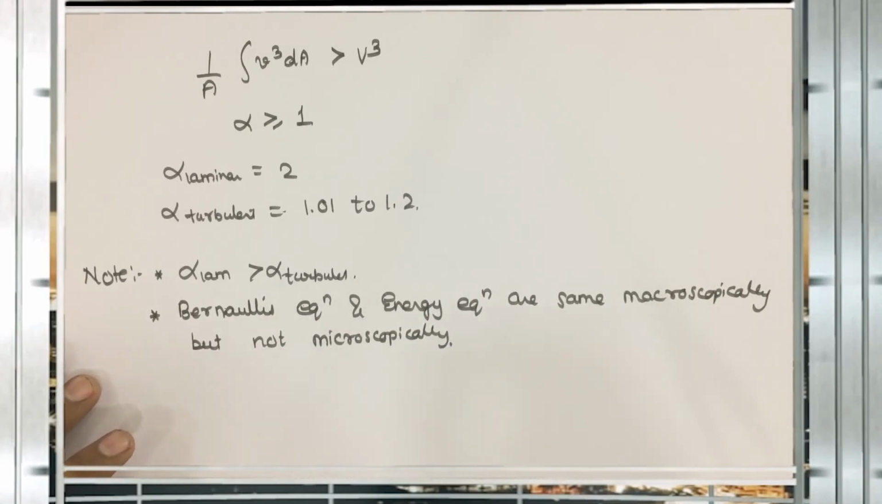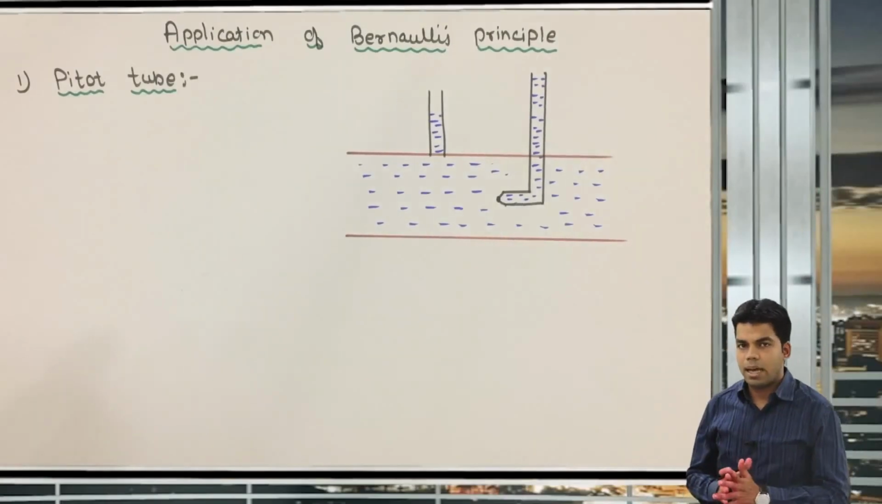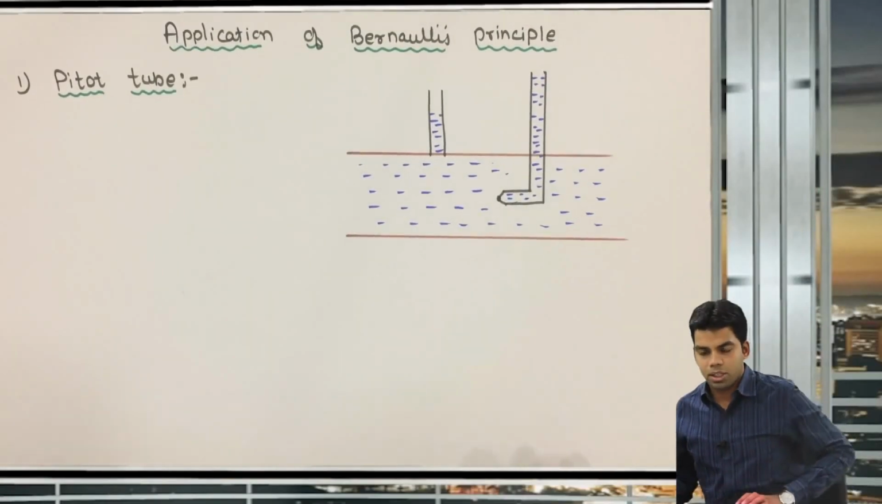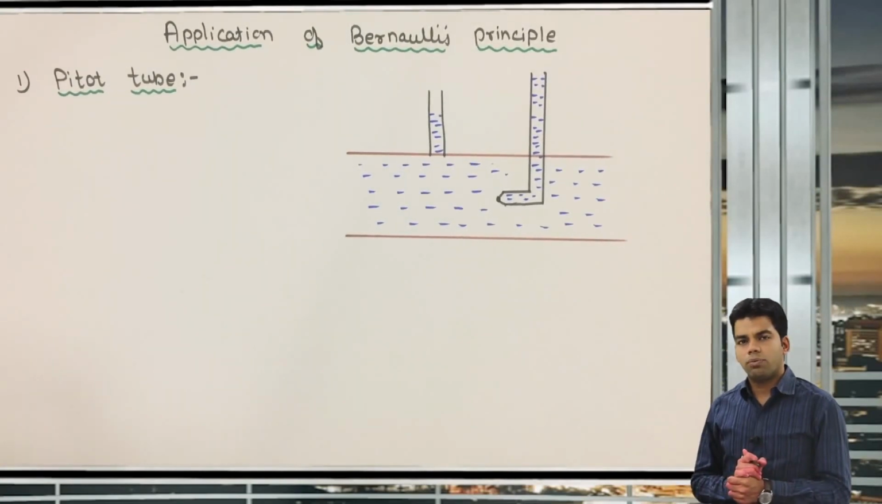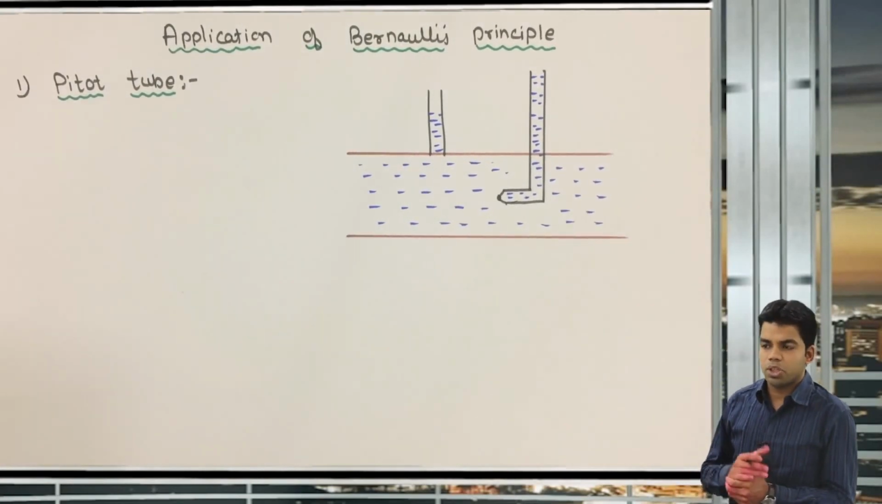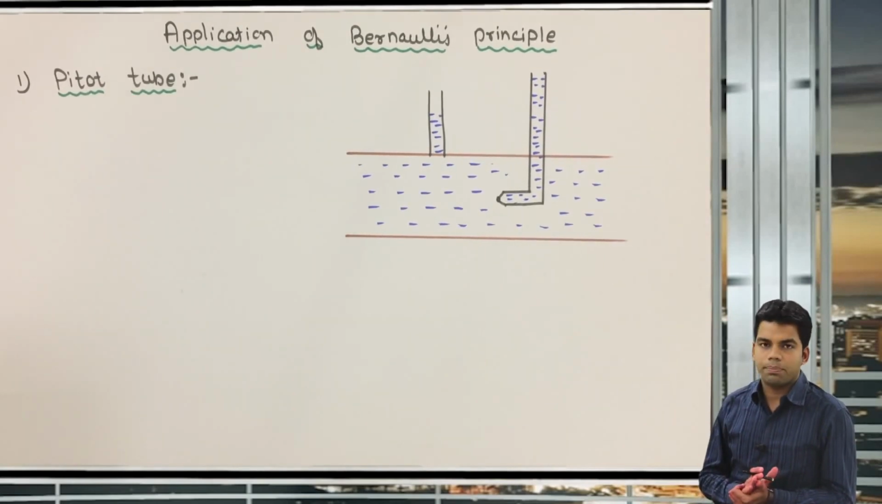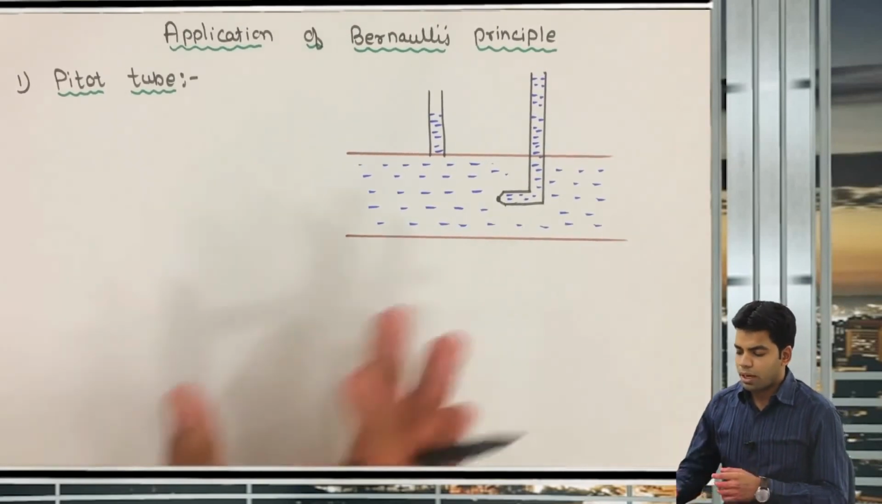Getting this or not? Okay, next is the application of Bernoulli's principle. The very first application is the pitot tube. Now what is this pitot tube? With the help of the pitot tube, we can measure the velocity of flow at any point. How? I will tell you. So we have this arrangement.